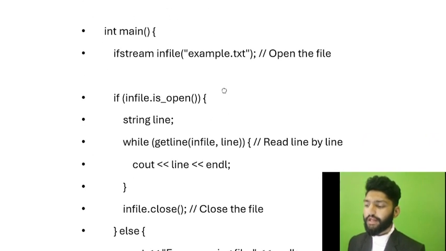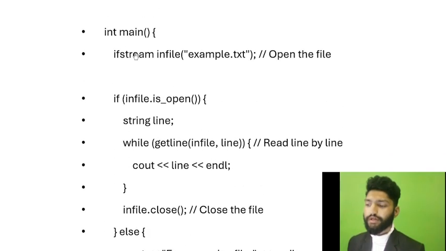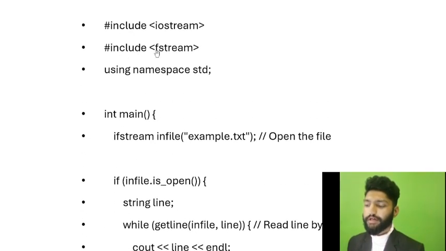Then we have to check if the file is open. If the file is not open, then we cannot perform operations on it, and it is going to throw an error or not give the expected result. So first thing first, we have to check if the file is open. For that purpose we have used fstream. Where is it coming from? It is coming from the library which we have included above, the fstream library.